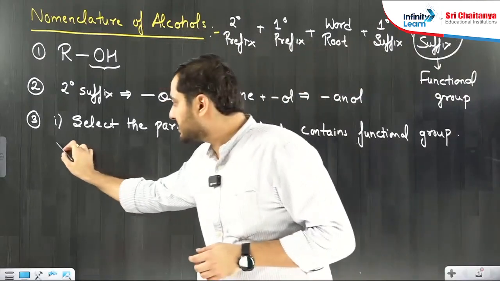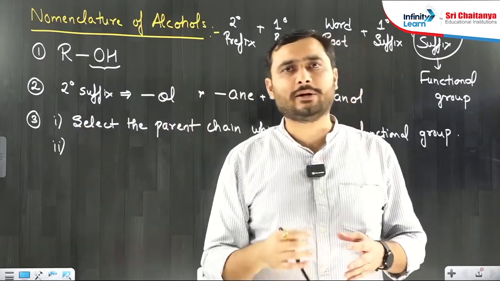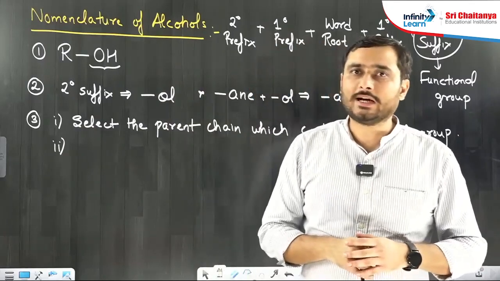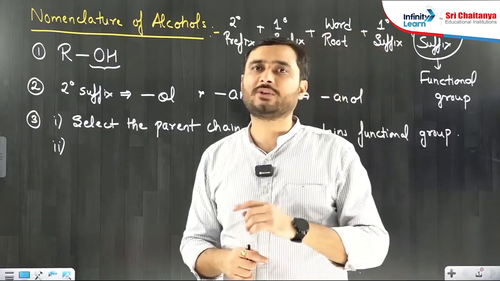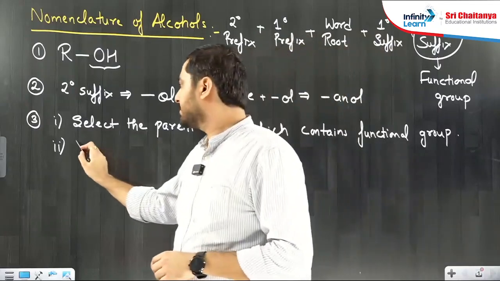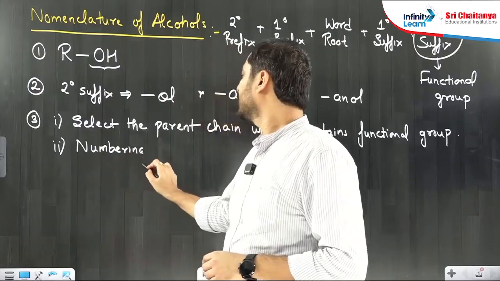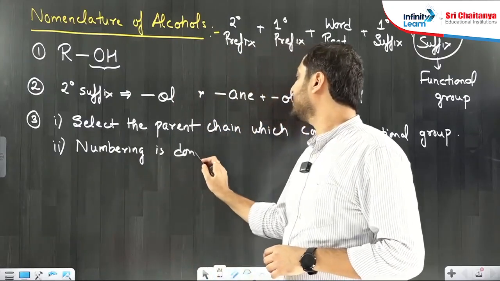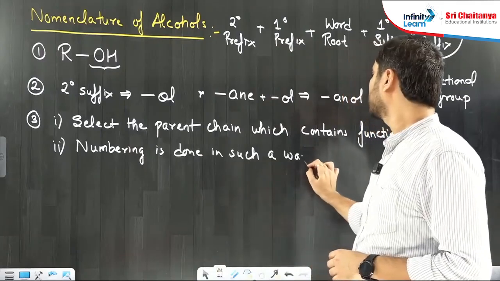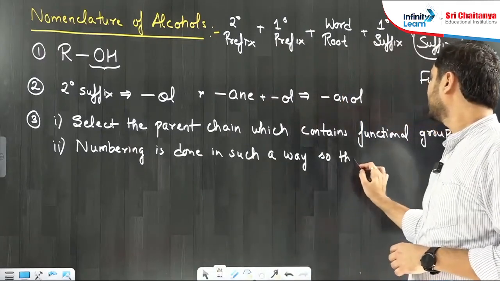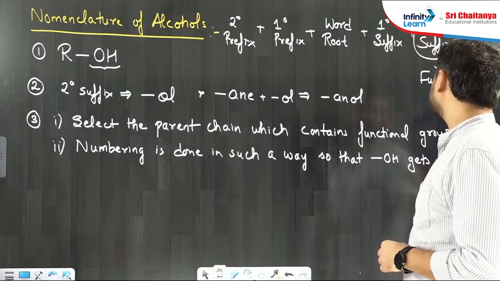Clear? Now second is, after selection of parent chain, next is the rule for numbering. Numbering is done from that end of the parent chain so that the functional group, that is OH, will get the least number. So second is, numbering is done in such a way so that which functional group? OH gets the least number.